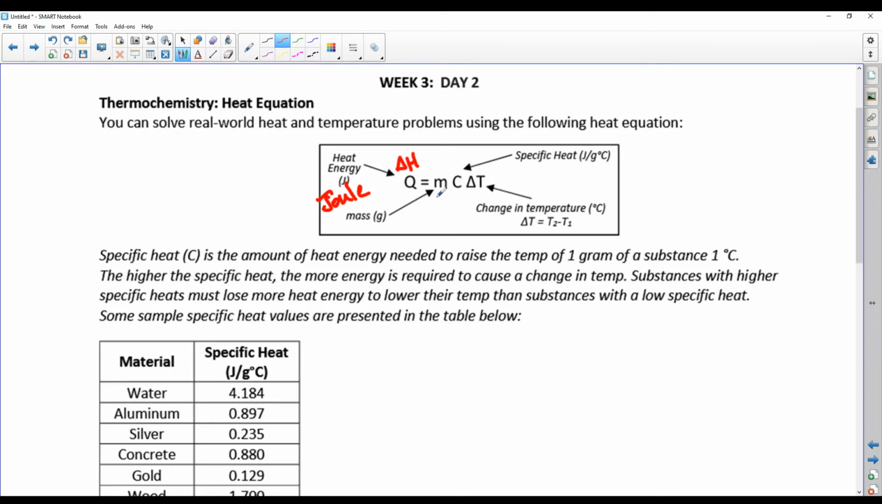Now, there are 3 variables involved in this heat equation. One of those is M, and that is the mass. So it does matter how much water you have in the pot. The more water, the longer it has to heat up to get to the temperature you want. The less water you put in there, 8 ounces, would take less time and less energy than if you were making a 20-ounce cup of coffee. So it does matter how much of the material you're heating up or cooling down.